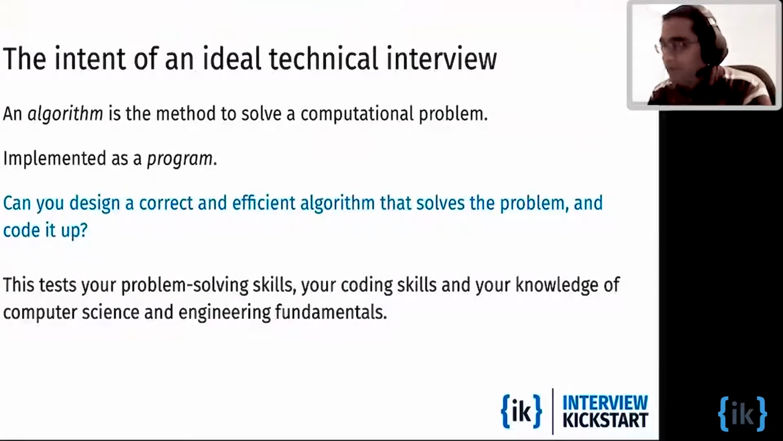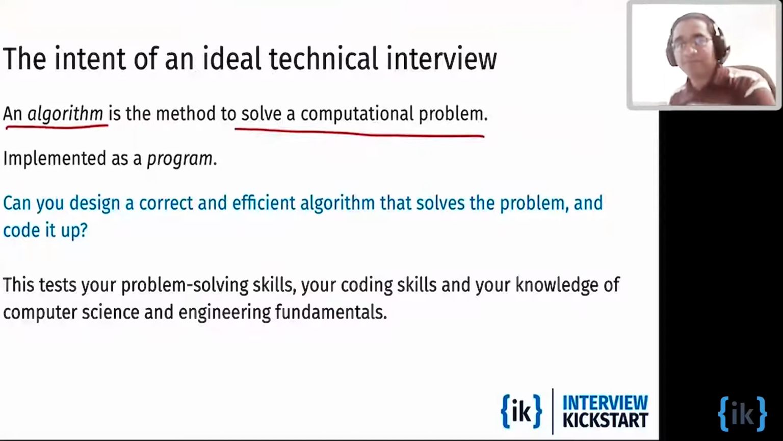So, why are problem solving strategies equivalent to algorithm design strategies? Because the solution to a computational problem is really an algorithm. An algorithm is a method that solves the given computational problem. And the intent of an ideal technical interview is to see how well you can design an algorithm. So when they're testing problem solving, they're really testing how well you can design an algorithm.